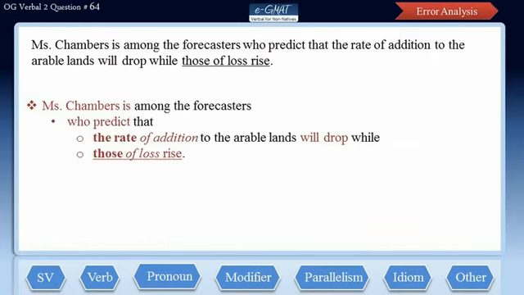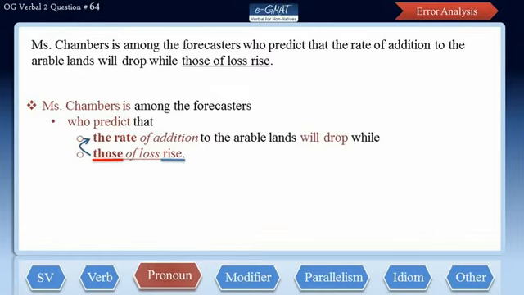Now in the phrase those of loss, those refers to the rate, which is not correct because those is plural and the rate is singular. Hence we have pronoun antecedent number agreement error here. Those must be changed to singular that to rectify this error. Subsequently, plural verb rise will have to be turned to singular rises to agree in number with singular that.